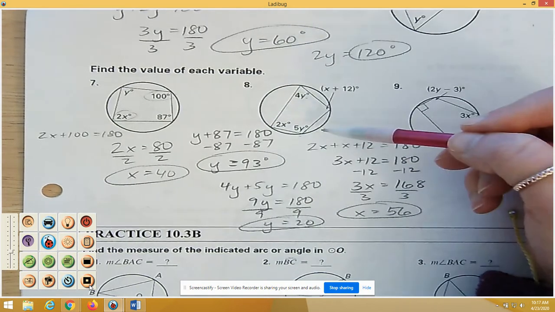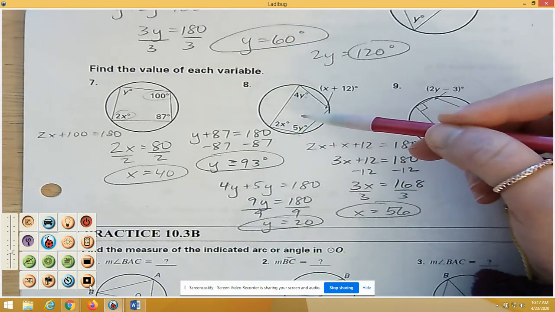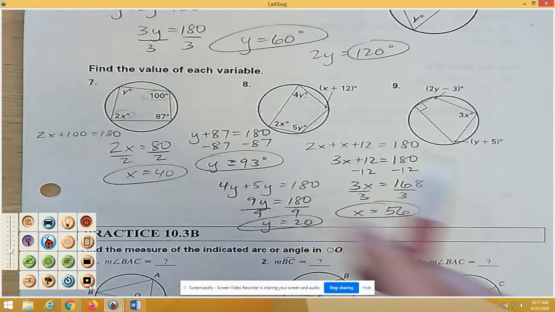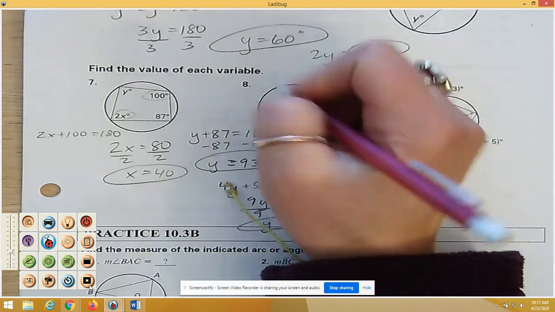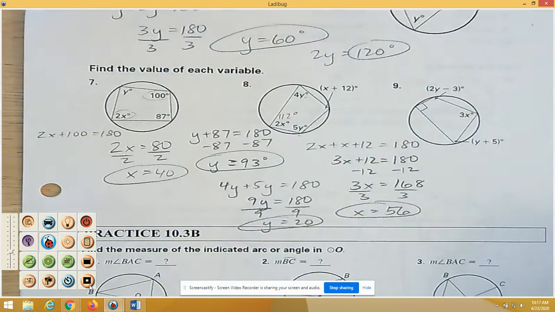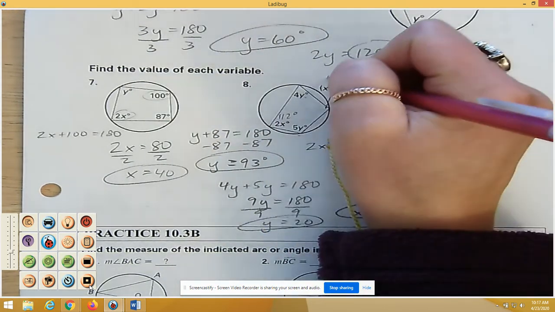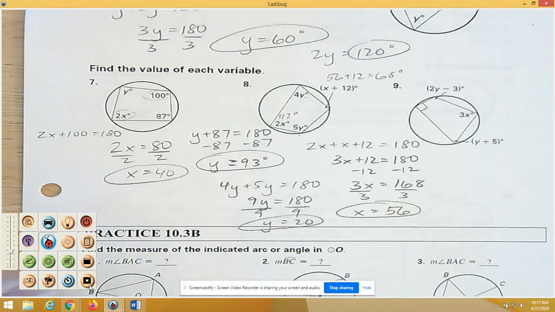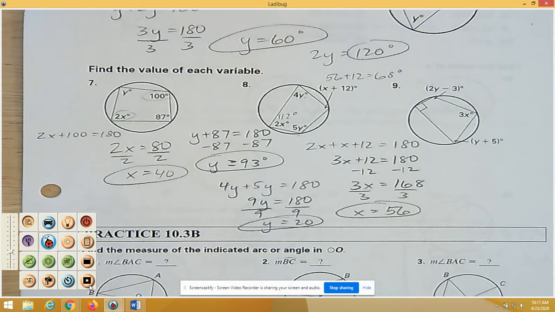If I plug in the 56, I'm going to get 112. So this is 112 degrees. And then 56 plus 12 is 68 degrees. And then 112 plus 68 is 180.